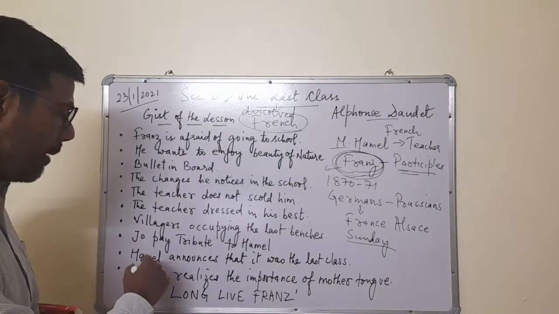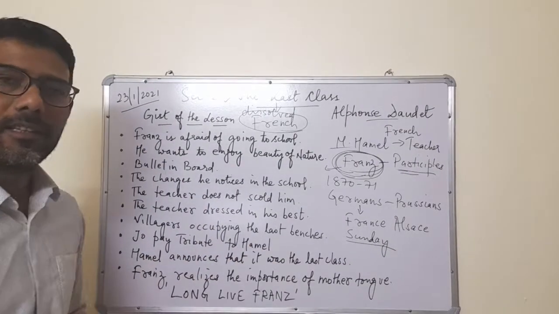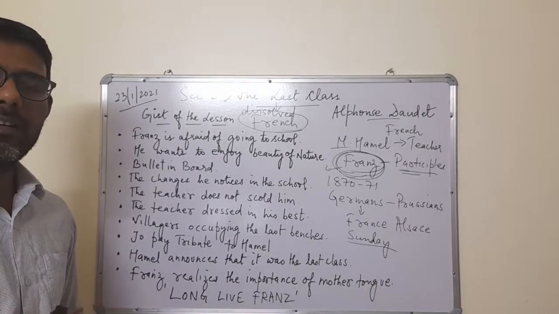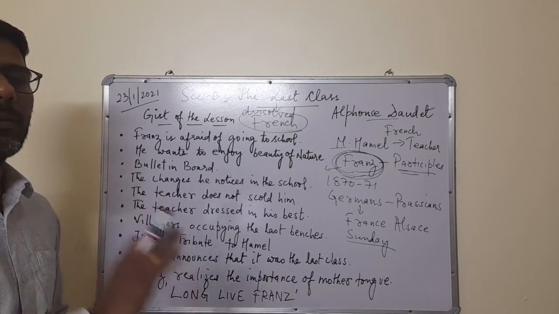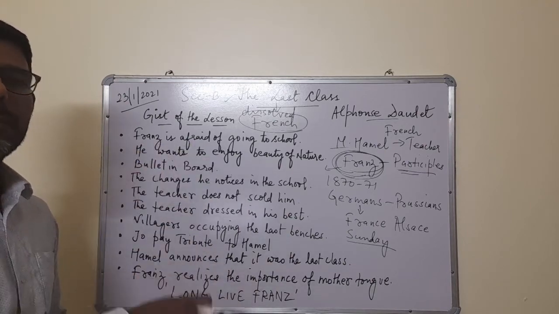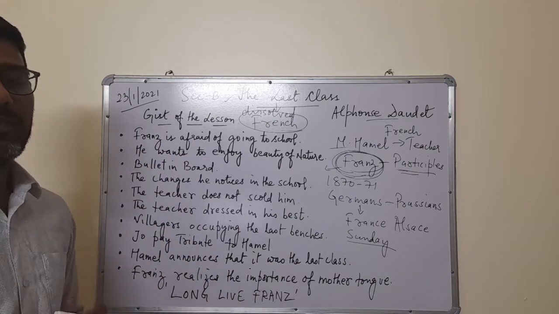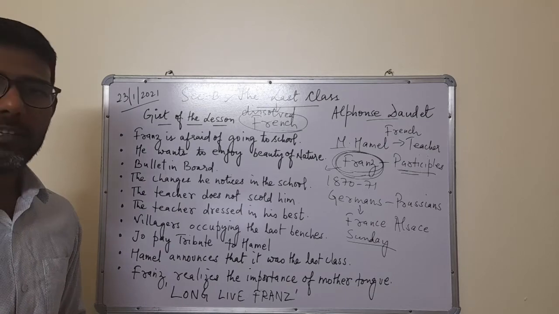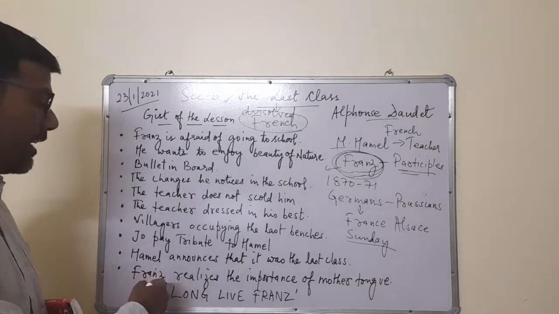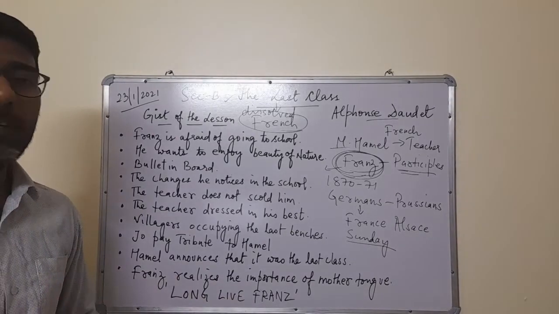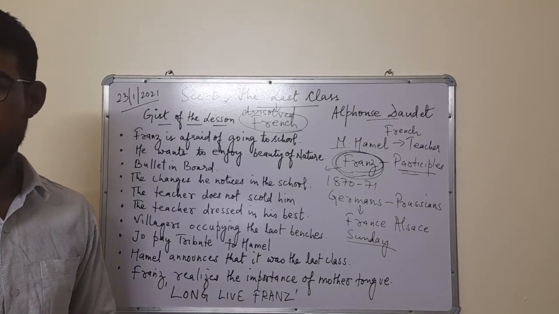Next, we find Hamel announces that it was the last class. Yes, so he made it very clear and transparent to everyone that from now onwards there would be no French class. Instead, the Germans would occupy and the language of Germans would be preached and taught. Right? Next, we find Franz realizes the importance of mother tongue, but it was too late, as I said, children.